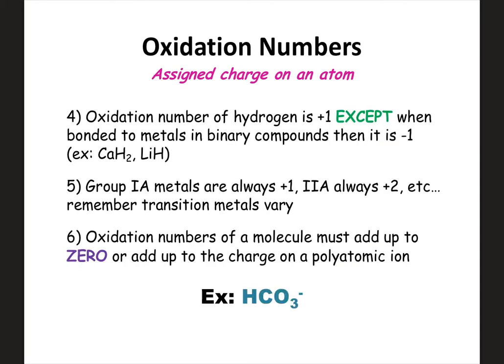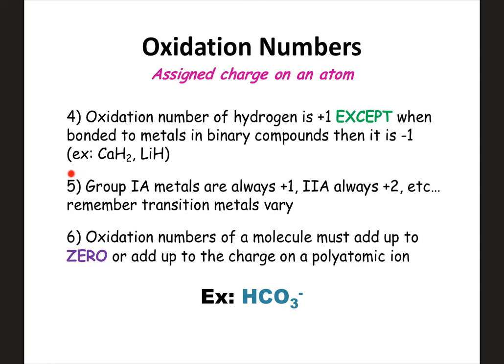The oxidation number of hydrogen is usually 1 plus. We know this. Hydrogen is in that same column here as the alkali metals. So it's typically 1 plus, except when hydrogen is bonded to metals in compounds, then it's going to be 1 minus. So for example, if you had CaH2 or LiH, then the hydrogen would be 1 minus there, but typically it's going to be 1 plus.